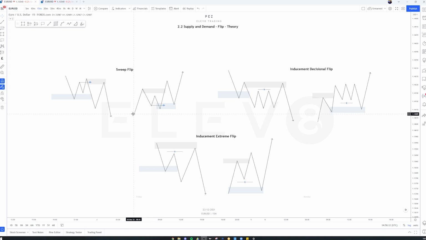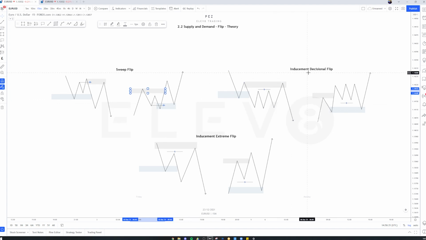Same thing for demand. You can see that price comes up, taps into this supply here, pulls back, comes up, sweeps this low, breaks supply, and then leaves behind the demand that swept liquidity. So this would be where we look to confirm our entry.